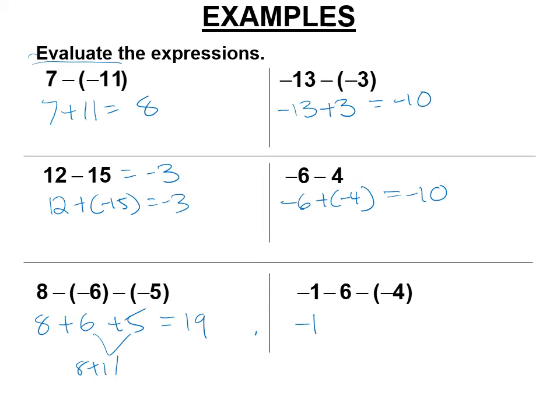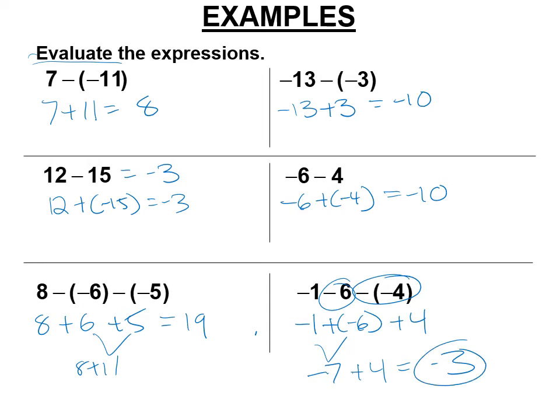The first number stays the same. Minus 6 becomes plus negative 6. Minus negative 4 becomes plus 4. Right? You add the opposite in both cases. I'm going to add those two together first and get negative 7. Negative 7, I don't need parentheses. Negative 7 plus 4 is negative 3. This one here, by the way, it is true.